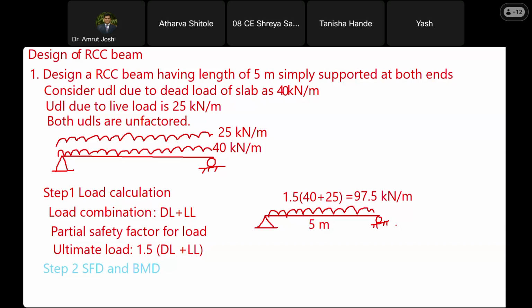So I need to find out the reactions at the ends. So how much will be this reaction? It is going to be half the load. And this reaction is also going to be half the load. Why? Because there is a symmetry in support conditions and loading. Are you with me?